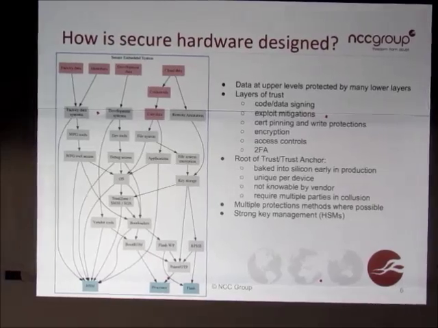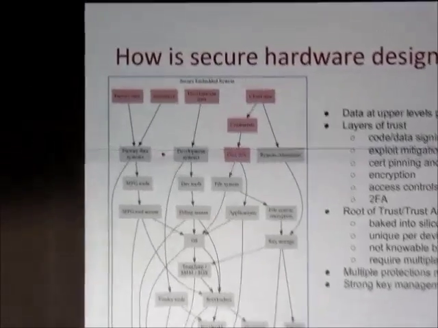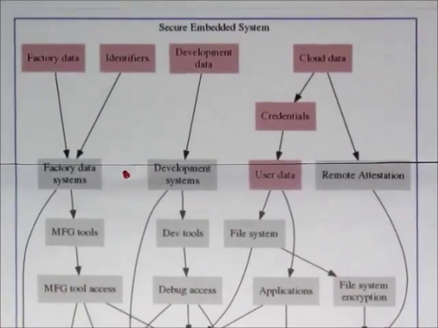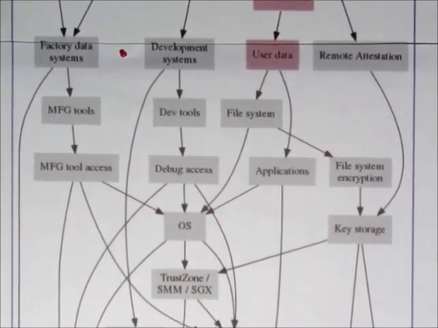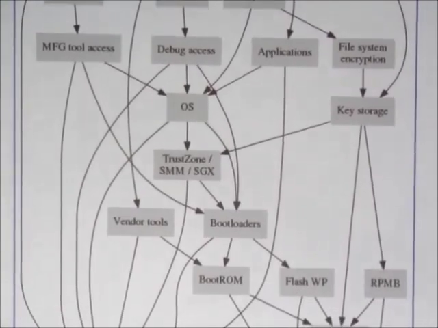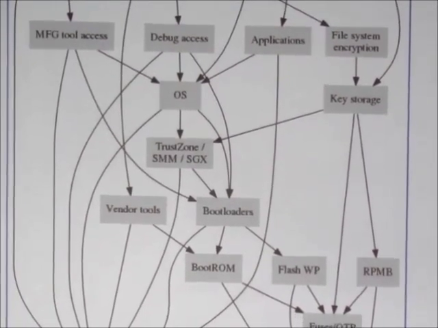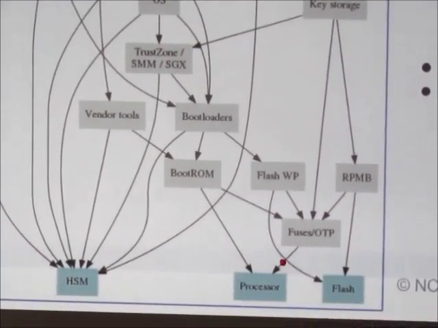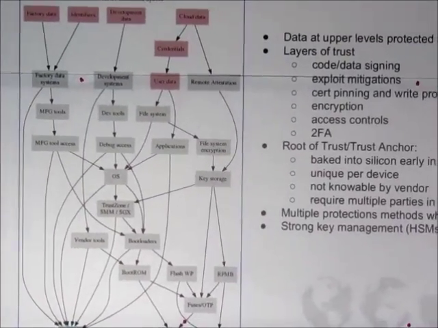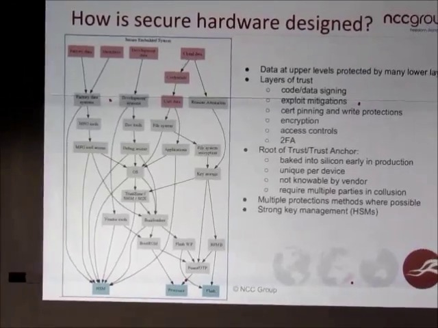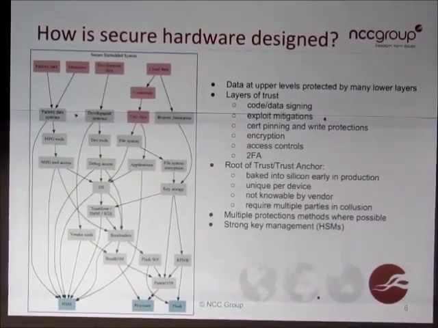So you have all your secrets at the top. You might have some data in the cloud. You might have some factory secrets, some intellectual property. You got all your user data, of course, which you're all familiar with. And that could be protected by things like your file system and your operating system. I'm not going to go through the whole diagram here, but the whole system is layers, and so you're going to have some debug ports, and those will be protected with passwords or secret keys or something like that, all the way down to the hardware.